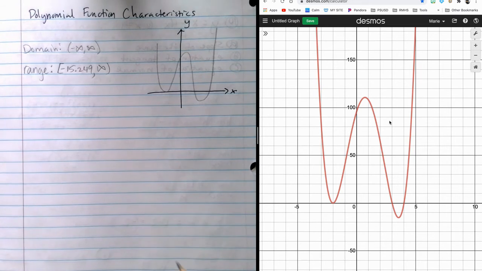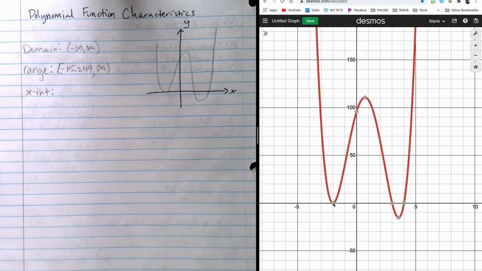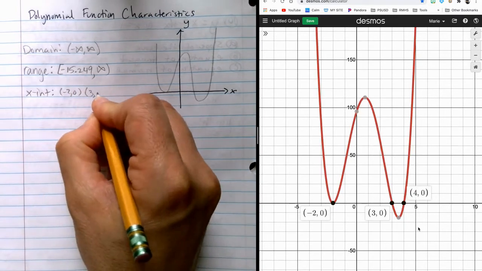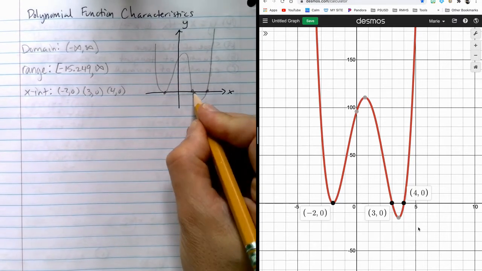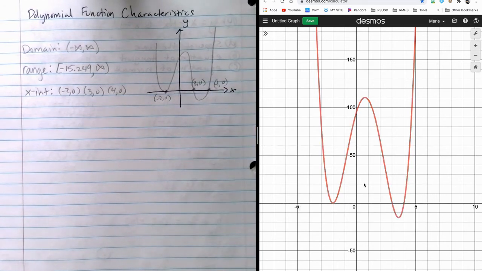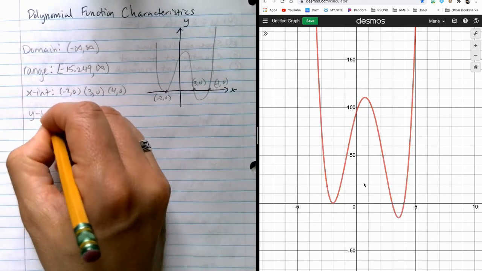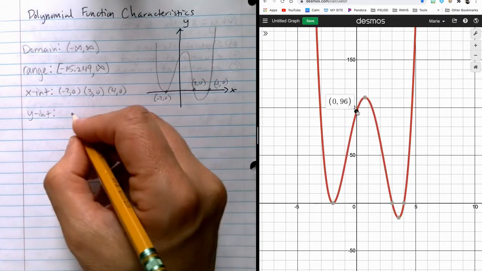Next, let's look at intercepts. If we look at our graph here, we can see there are actually 1, 2, 3 x-intercepts. So if you want, you can identify those in your picture here. Next, let's look at the y-intercept. In my graph here, I can see it is (0, 96).